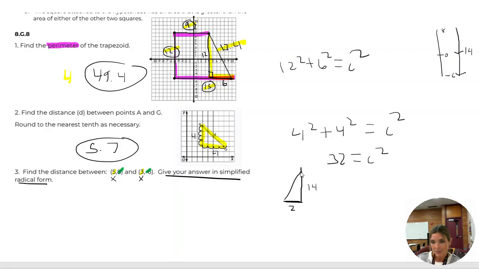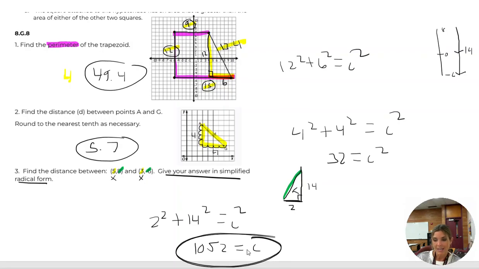Okay. Now, this is my right angle. This is my diagonal distance I'm finding. So I do 2 squared plus 14 squared equal to c squared. 14 squared is 196 plus 2 squared, which is 4, and the square root of 200 is 10 square roots 2 in simplified radical form.